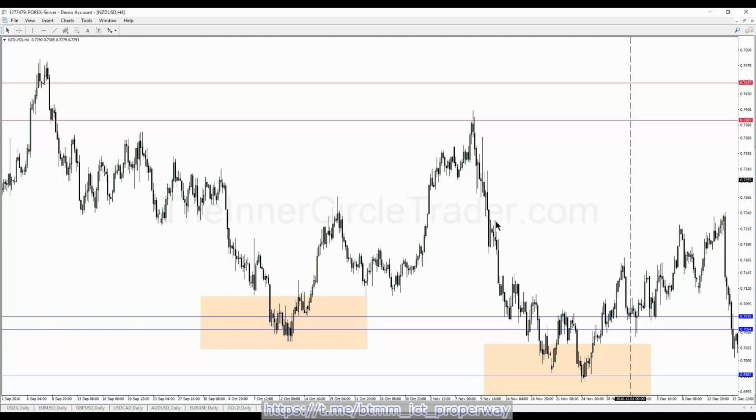Between this low and this high, what's in here? Price delivered on the downside only. That's a fair value gap. Price has only been delivered on the downside, so you're expecting to see what? Price delivered on the buy side. Boom, it balances price out.